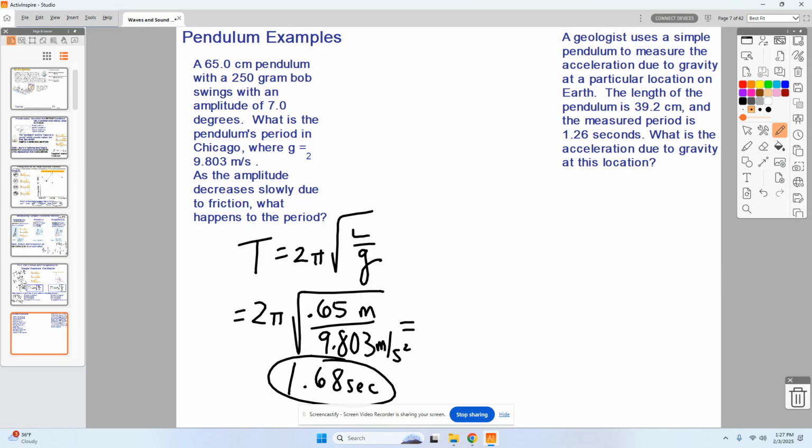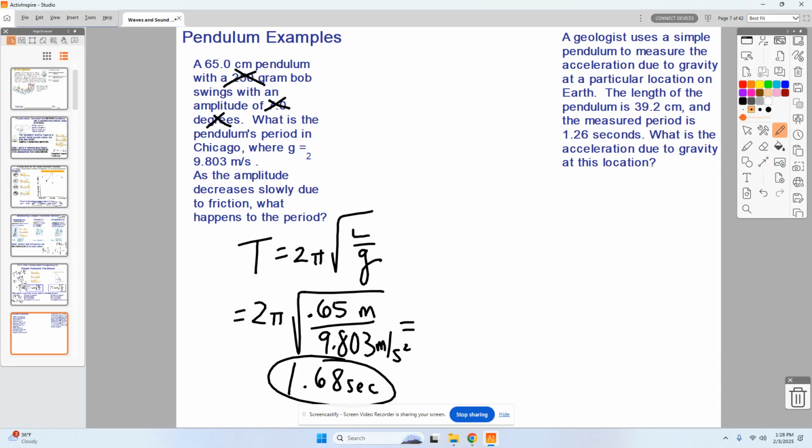Now, you notice I did not use the 250 gram bob. Notice I did not use the 7-degree amplitude. On a test or a quiz, I'm going to give you things that you don't need. If you start plugging in m times g, the weight of that object, you're going to get the wrong answers. So you're not going to use everything that's up there.